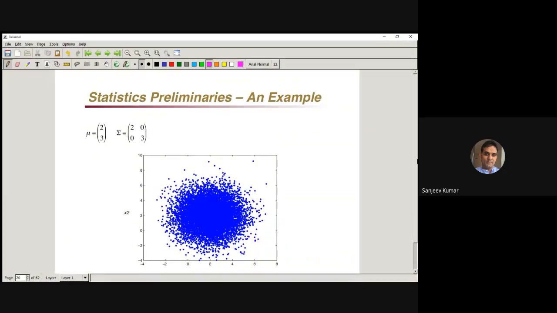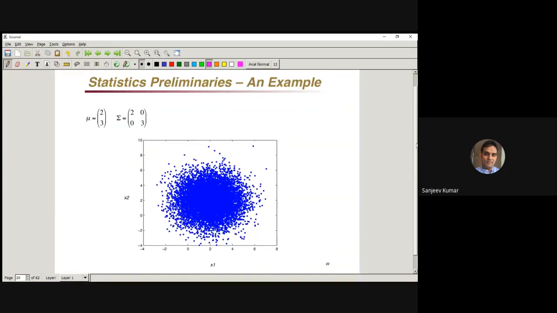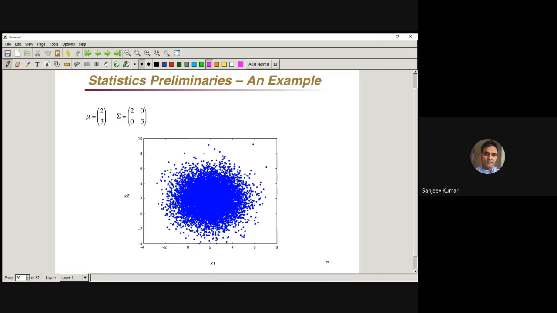So for example, I am having these two-dimensional data points. Here I am having thousands of data points. The centroid of this is at 2 and 3. So where it is 2, 2 is somewhere here, and 3. Somewhere here I will be having the centroid or mean of this data, given by the column vector 2 and 3. And what is the covariance matrix of this data?